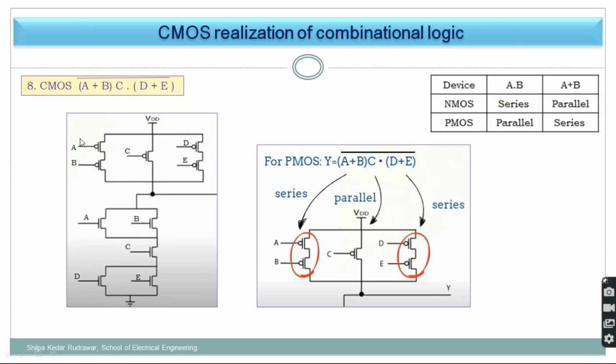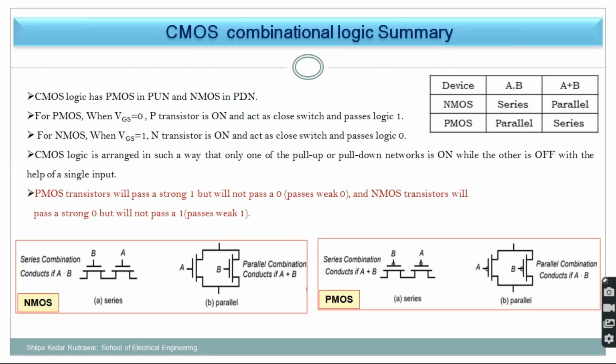Okay, so hope these things are clear to you. Without wasting much time, I'm going towards the summary of this, and this is very important. CMOS logic has PMOS in the pull-up network and NMOS in the pull-down network. Hope this is known to you. Why do we need to connect PMOS in pull-up and NMOS in pull-down? If that question is asked, you need to justify that PMOS passes a strong 1 and NMOS passes a strong 0.